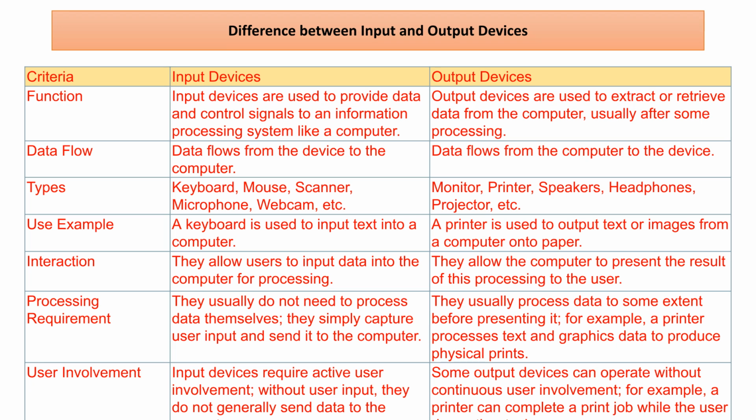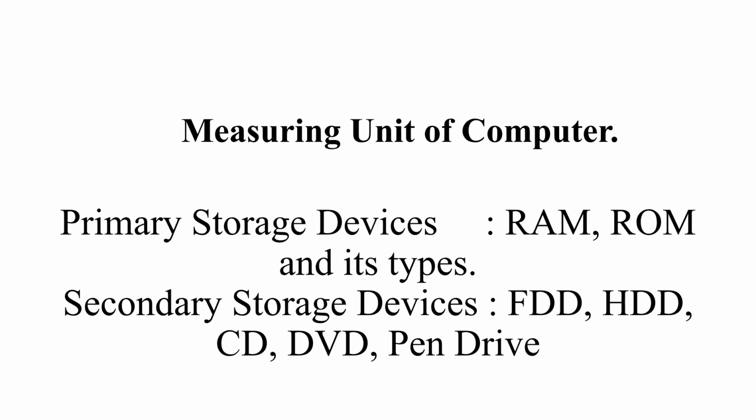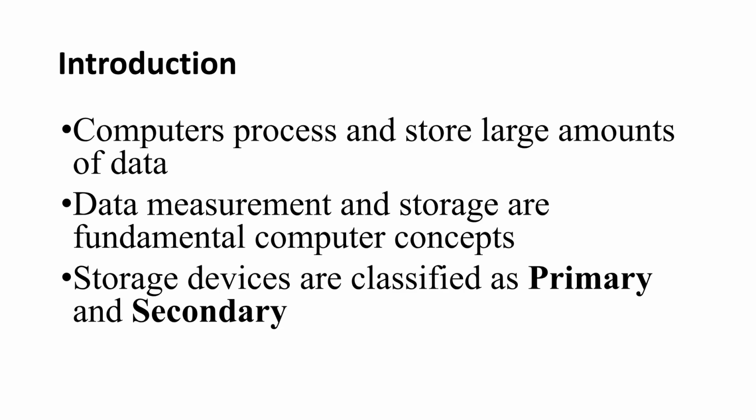We now turn to the measuring units of a computer and its storage devices, including RAM, ROM, FDD, HDD, CD, DVD, and pen drives. Computers process and store large amounts of data. Data measurement and storage are core concepts. Storage devices are categorized into primary and secondary. Measuring units indicate the amount of data or storage capacity.